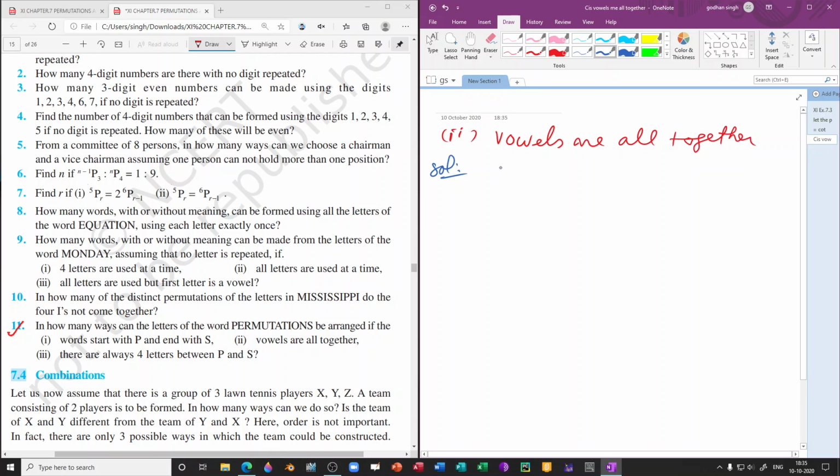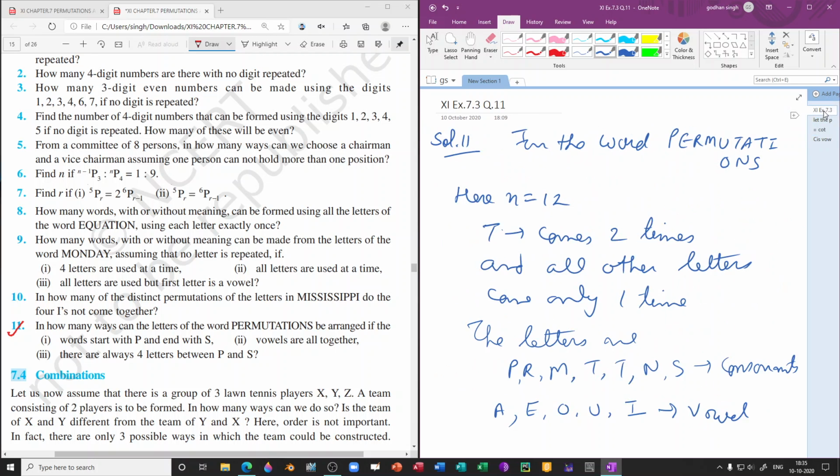Second part solution. Let us go back to the beginning. How many vowels are there? These are total 1, 2, 3, 4, 5. 5 vowels, and consonants are 1, 2, 3, 4, 5, 6, 7. Consonants are 7.